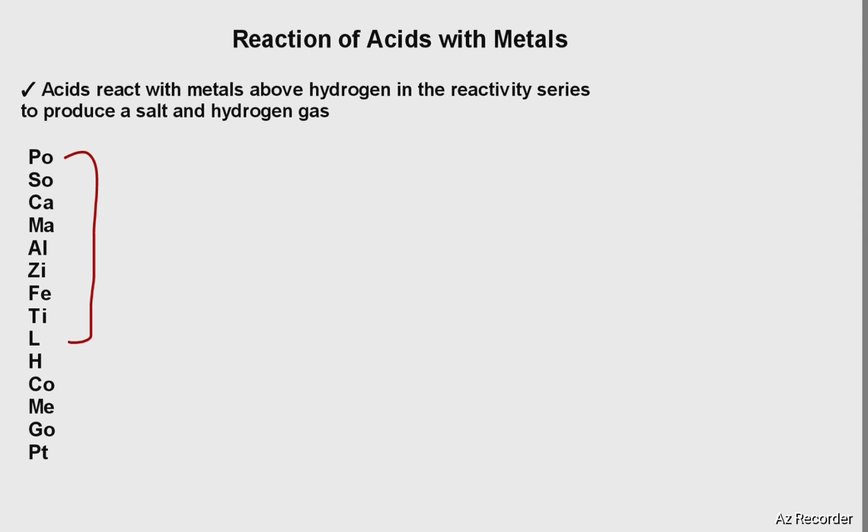Now when you look at all these metals, you find that they can all react with what? With acids. Yes. But the rest of the metals that come after hydrogen, for example copper, mercury, and gold, cannot react with an acid. So all these metals can react with an acid.